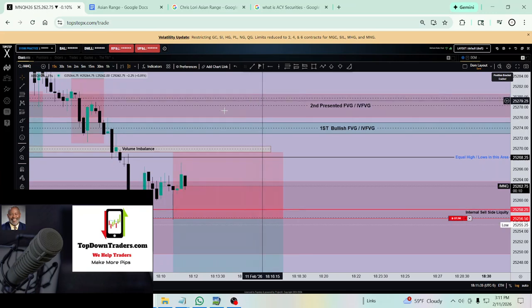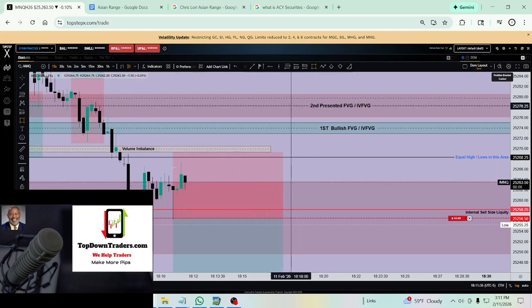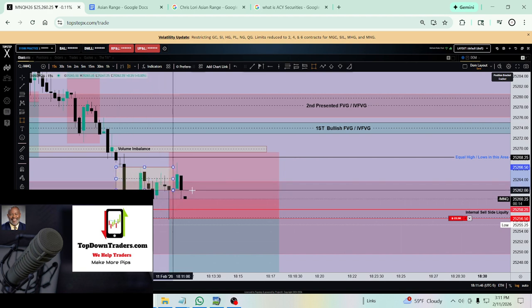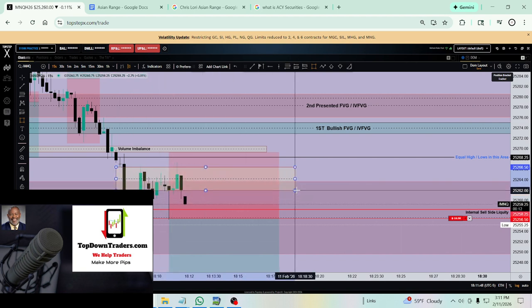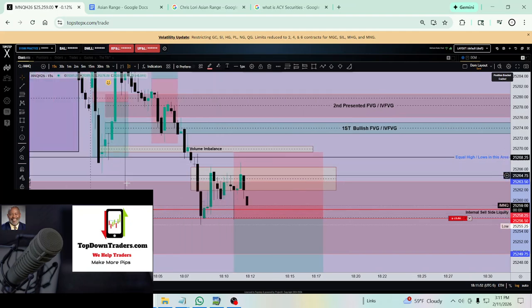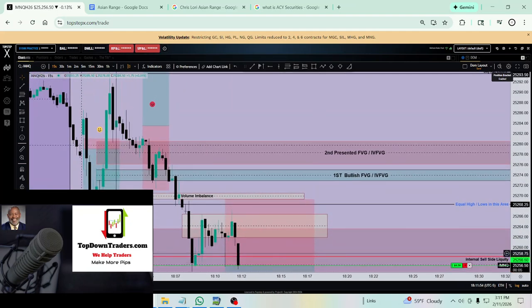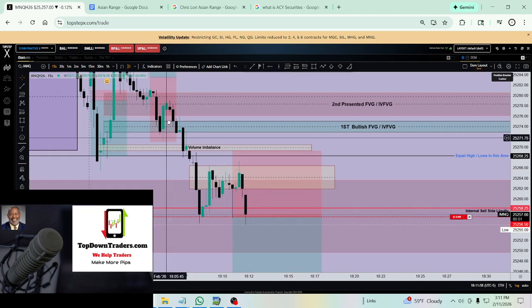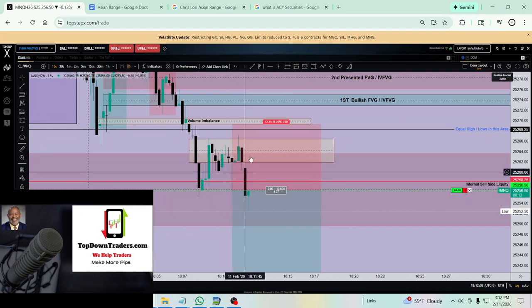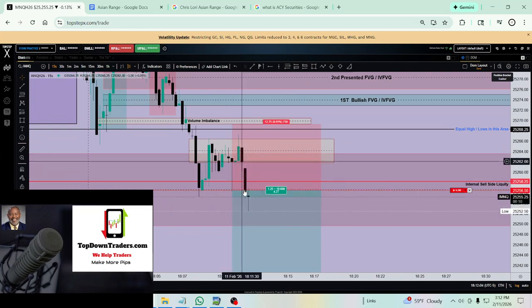Okay, let me annotate some stuff. I'm looking at this doji candle here, and there's no wick on that candle, but this area is identified as a fair value gap. And that's the first one presented after the sweep of liquidity. Well, it's not the first one. It's the first one here, second one here, but that's a fair value gap. We have a volume imbalance right here. Price should roll back up there and kind of fill that area.